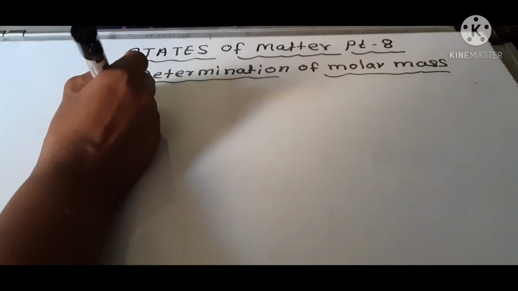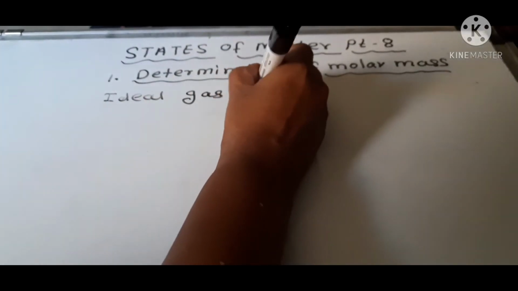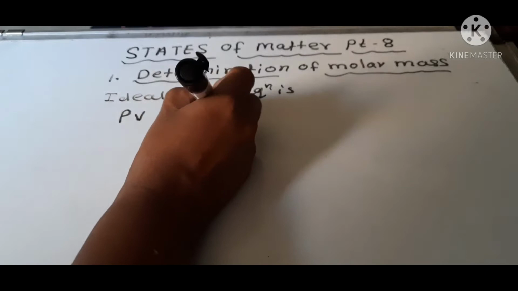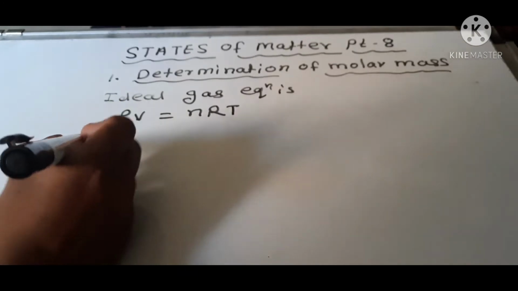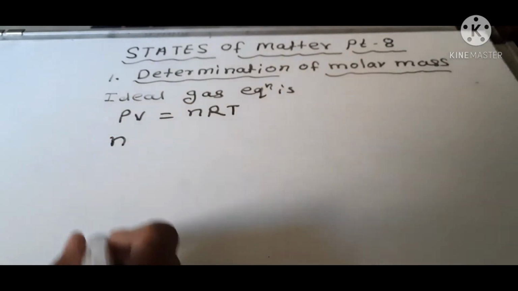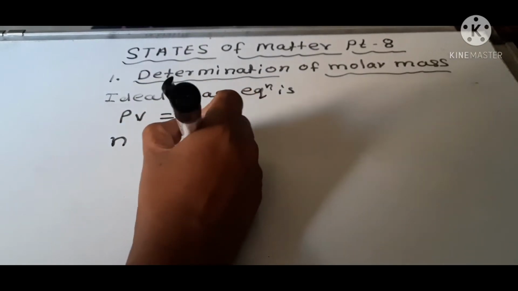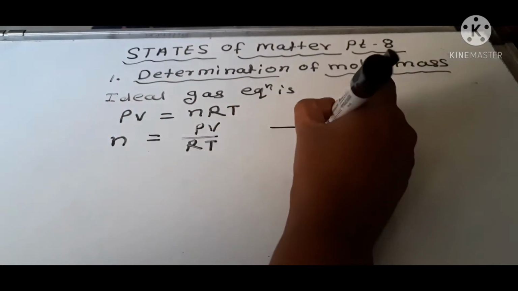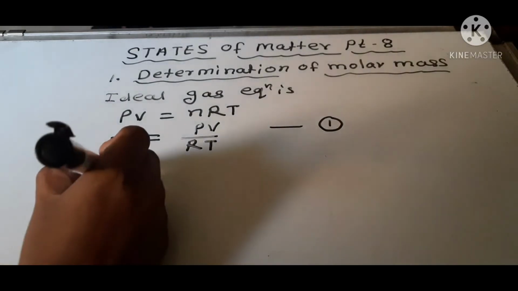First, you have to write the ideal gas equation, PV equals nRT. Then rearrange this equation, we get the n value. n means number of moles. n equals PV upon RT. This is equation 1.